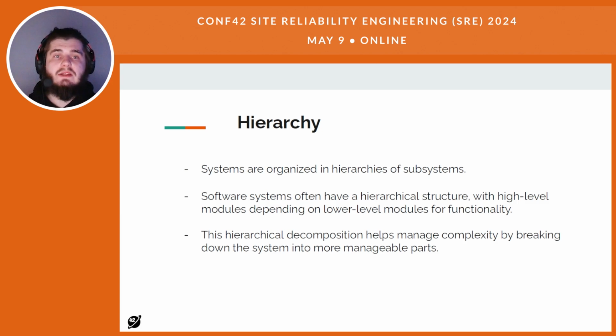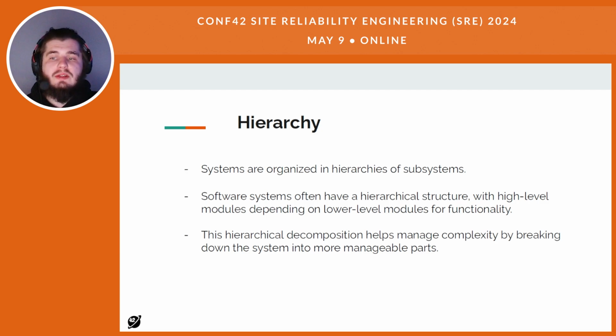Systems are organized in hierarchies or subsystems. Software systems often have a hierarchical structure with high-level modules depending on lower-level modules for functionality. This hierarchical decomposition really helps to manage complexity by breaking down the system into more manageable parts.